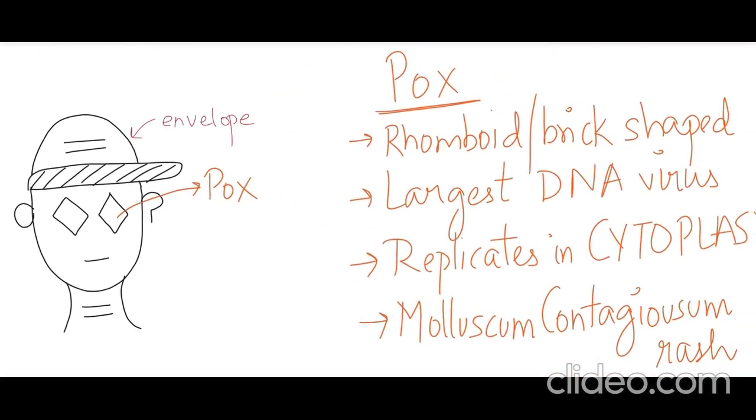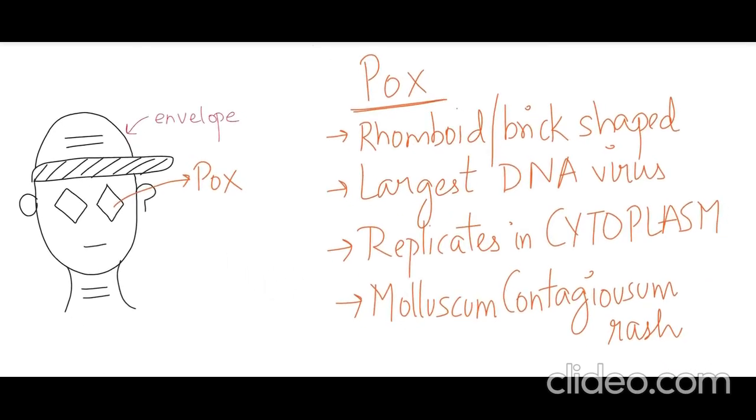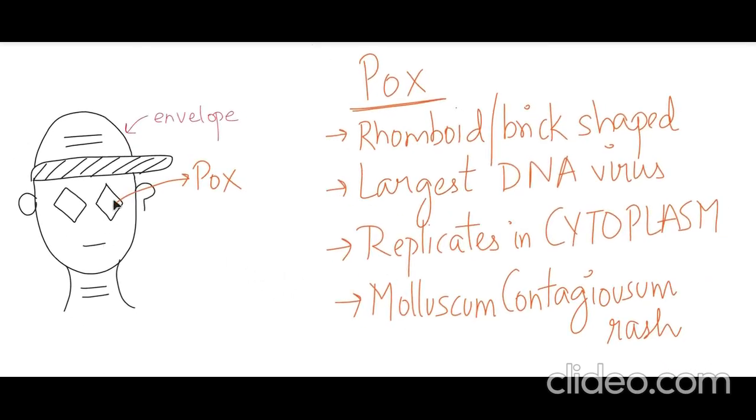The next we're talking about is the eyes of this boy. That is going to be represented by pox virus. As you can see, it is below the envelope, so it is below the cap, so it is going to be enveloped. And you can see how big these eyes are. It is big because they are the largest DNA viruses and they are rhomboid or brick shaped. They replicate in our cytoplasm. This is the only virus that replicates in cytoplasm. Rest all replicate in the nucleus. It can cause molluscum contagiosum rash, which is the rash of childhood, and it spreads through direct touch. It is going to be painless.